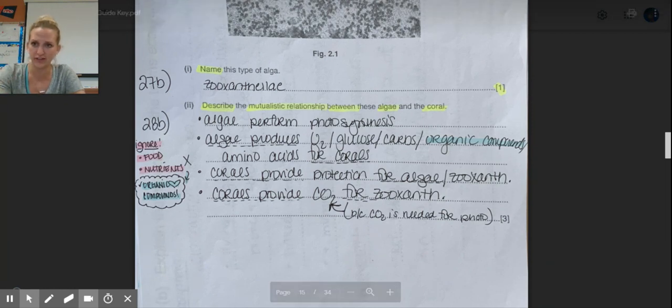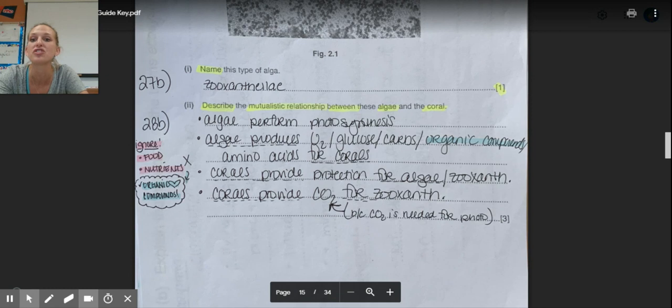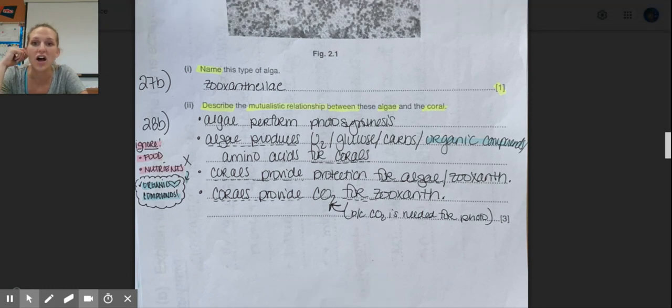It's not nutrients that they're making. They use nutrients to help them make organic material or help them make carbohydrates. So the algae will produce oxygen, glucose, carbs, or the word organic compounds. And Cambridge loves organic compounds. Corals provide protection for the zooxanthellae, for the algae.